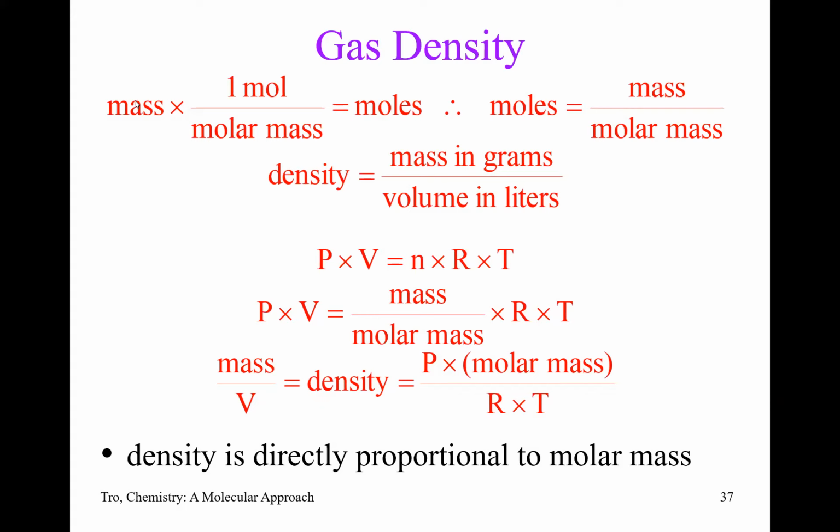Okay, so the mass and then the molar mass gets you to the number of moles, right? And you can rearrange that. Density is mass in grams over liters. We know that PV equals nRT. The number of moles is the mass divided by the molar mass. That's just substituting in these equations from above. So the mass divided by the volume gives us the density, and we know the pressure times the molar mass divided by RT gives us the density as well. So the density is then directly proportional to the molar mass, right?